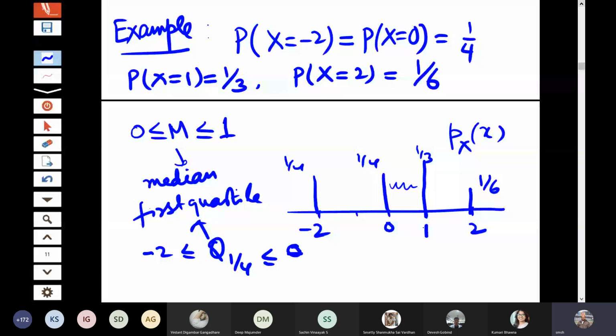So I think this concept of the moments and also the quantiles is clear now. Let us now move to another concept. Is it okay? Yes, sir.